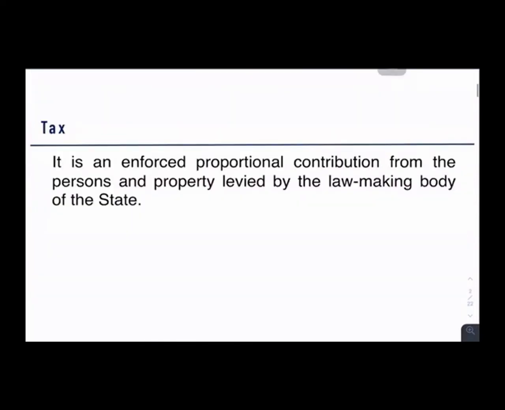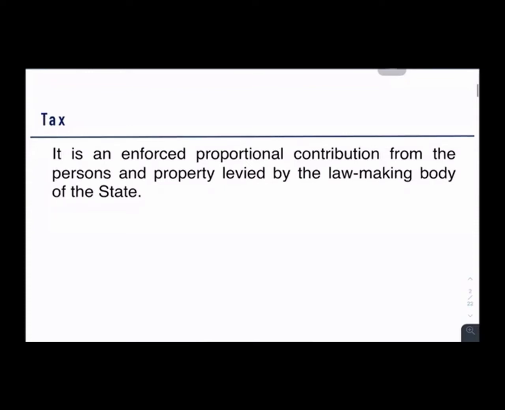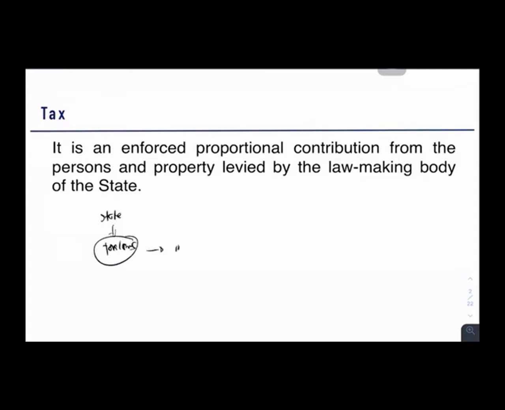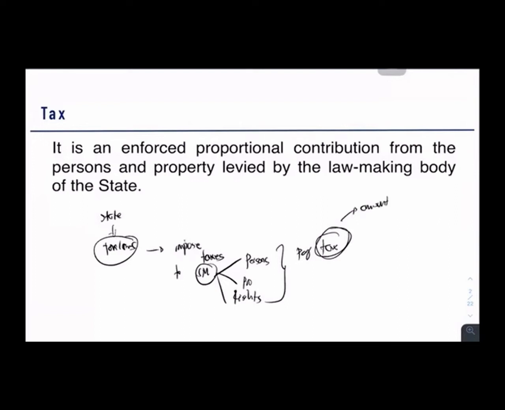So here in our tax, the amount is already the tax due that we pay to the government. Remember, we have your state, which creates your tax laws. Your tax laws now will impose taxes on subject matters. These subject matters can either be persons, property, or rights or privileges. By virtue of the tax law, these persons, properties, and rights or privileges will pay tax. So this tax is the amount collected by virtue of the tax law.